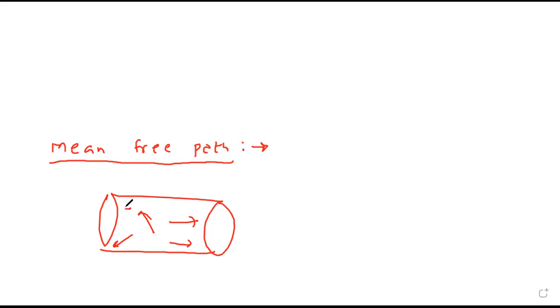There are fixed ions present in this metal, because when an electron leaves, it leaves behind a positive ion. Losing an electron makes it positive. So these are fixed ions, and the electrons will collide with them.